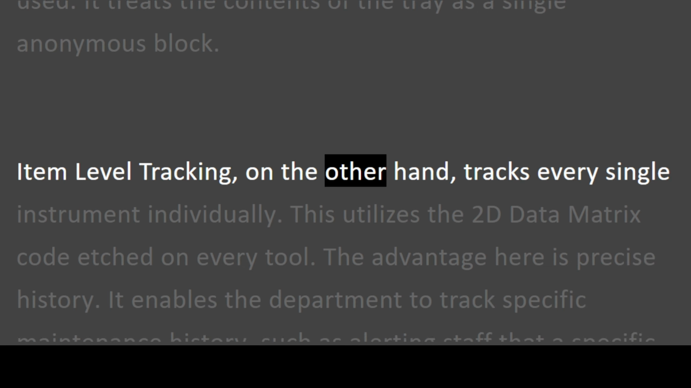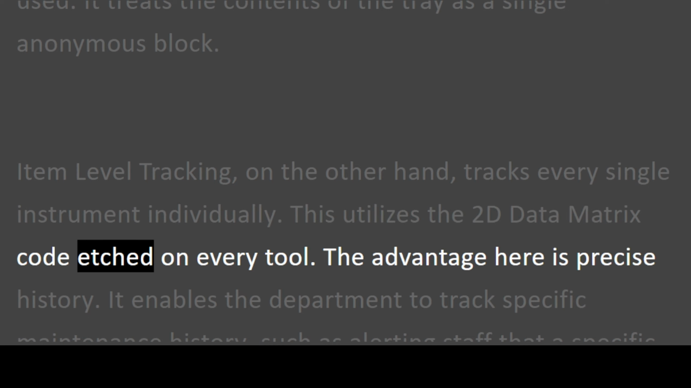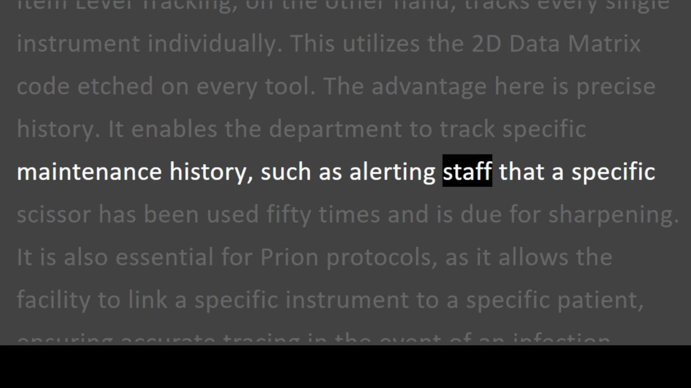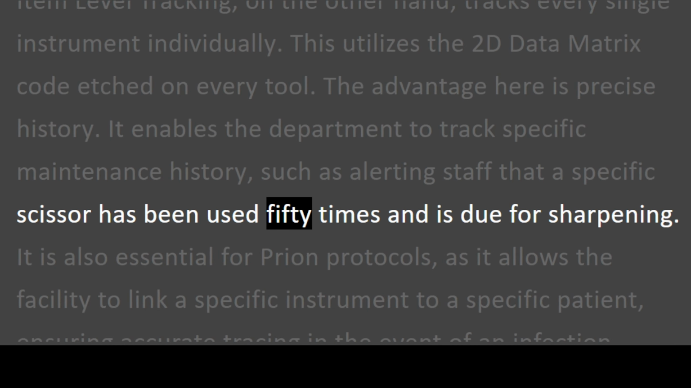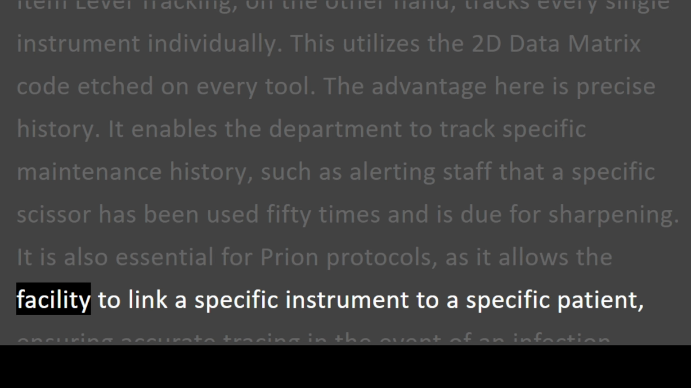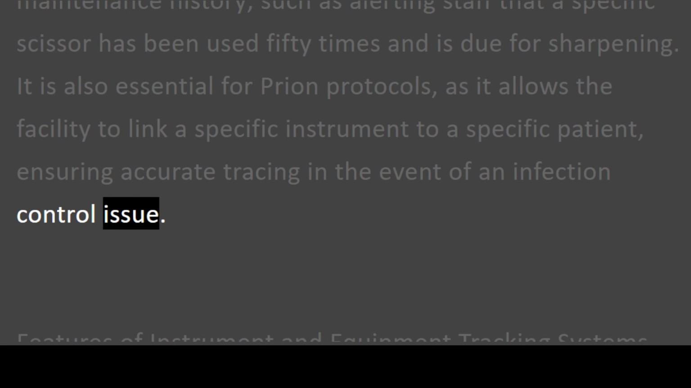Item-level tracking, on the other hand, tracks every single instrument individually. This utilizes the 2D data matrix code etched on every tool. The advantage here is precise history. It enables the department to track specific maintenance history, such as alerting staff that a specific scissor has been used 50 times and is due for sharpening. It is also essential for pre-on protocols, as it allows the facility to link a specific instrument to a specific patient, ensuring accurate tracing in the event of an infection control issue.